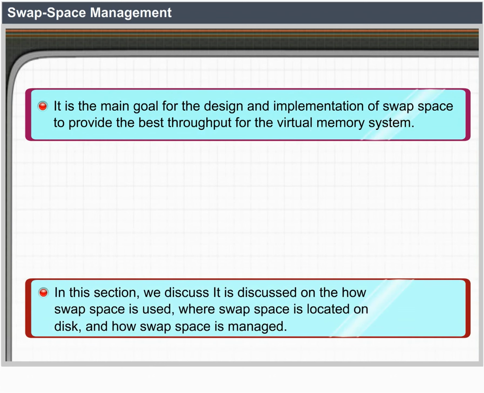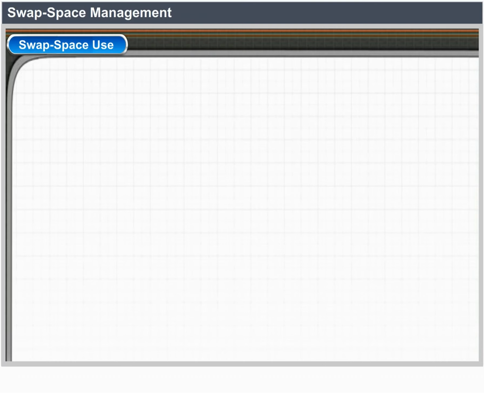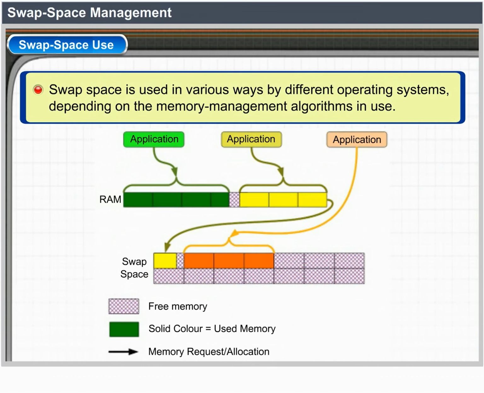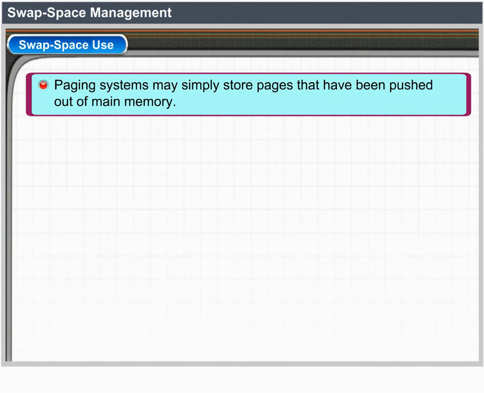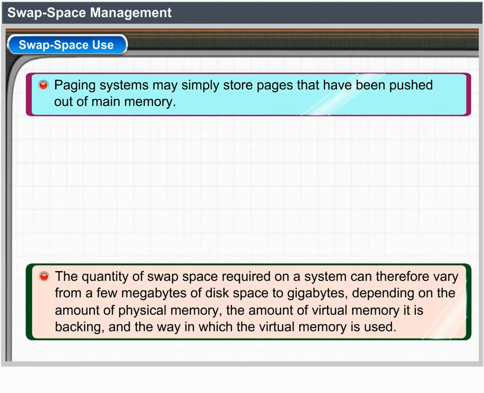Swap space use. Swap space is used in various ways by different operating systems depending on the memory management algorithms in use. For instance, systems that implement swapping may use swap space to hold an entire process image, including the code and data segments. Paging systems may simply store pages that have been pushed out of main memory. The amount of swap space needed on a system can therefore vary from a few megabytes of disk space to gigabytes depending on the amount of physical memory, the amount of virtual memory it is backing, and the way in which the virtual memory is used.